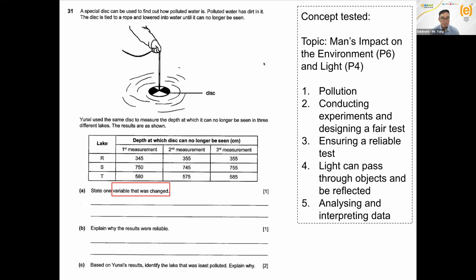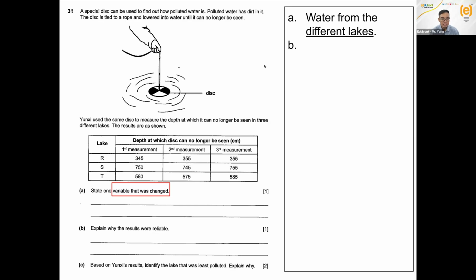Okay, let's take a look at the first question. State one variable that was changed. So the changed variable is the water from the different lakes. So this is the changed variable, right? He conducted an experiment, so he took water from the different lakes. So this is the variable that was changed: water from the different lakes.